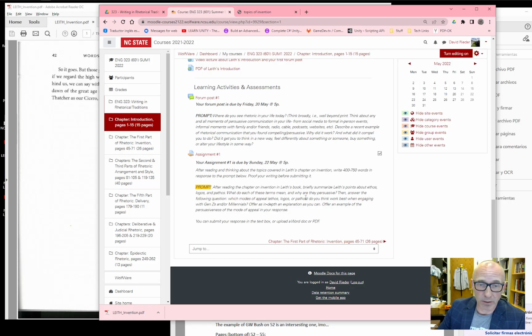Which modes of appeal do you think work best when engaging with Gen Zs and/or millennials? You could pick one or you could pick both generations. Might be best to just pick one, but up to you. Offer as in-depth an explanation as you can. Offer an example of the persuasiveness of the mode of appeal in your response, or I should say the modes of appeal. Okay, and I'll fix that.